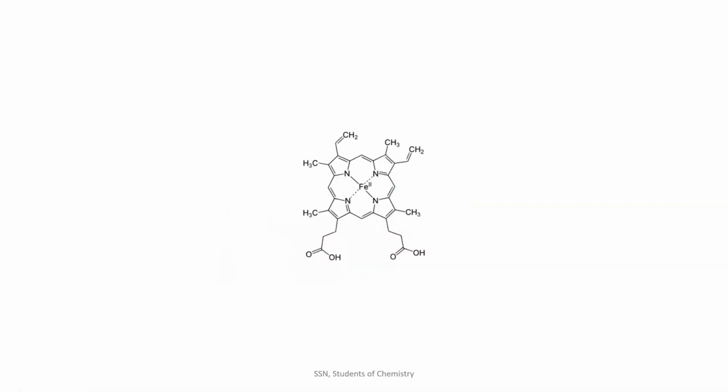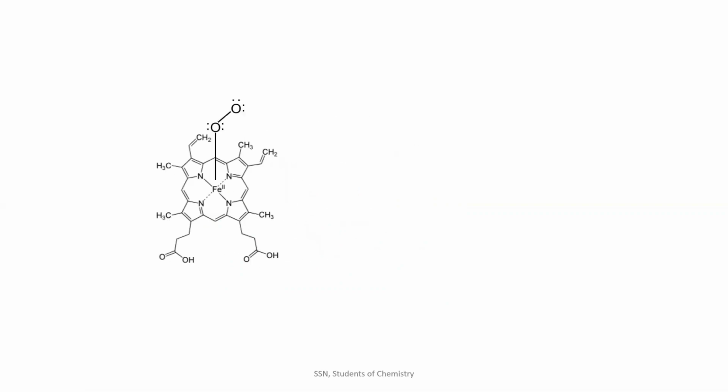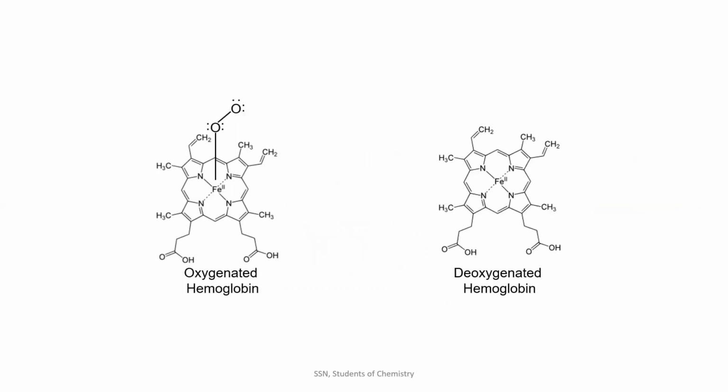This hemoglobin can either be deoxygenated or oxygenated, which means it can either be attached to oxygen or not attached to oxygen. These are called oxygenated hemoglobin and deoxygenated hemoglobin. One must know that in both these forms, iron is present in the +2 oxidation state. So its electronic configuration will be 3d6 4s0.